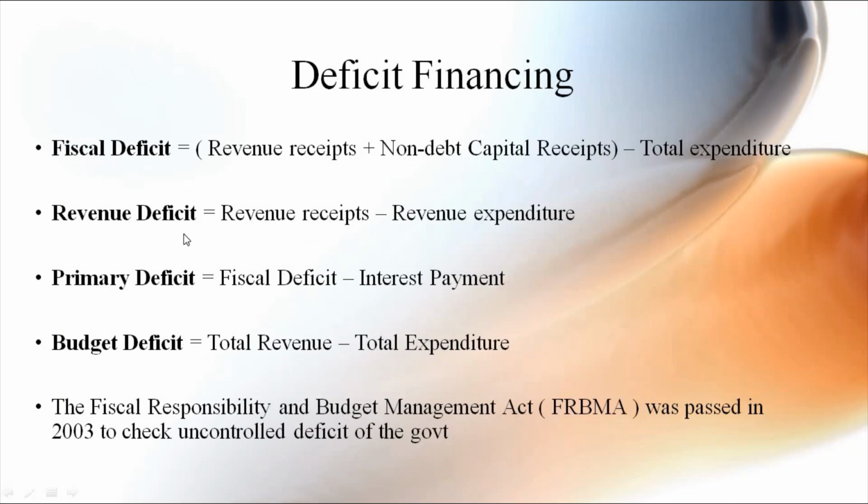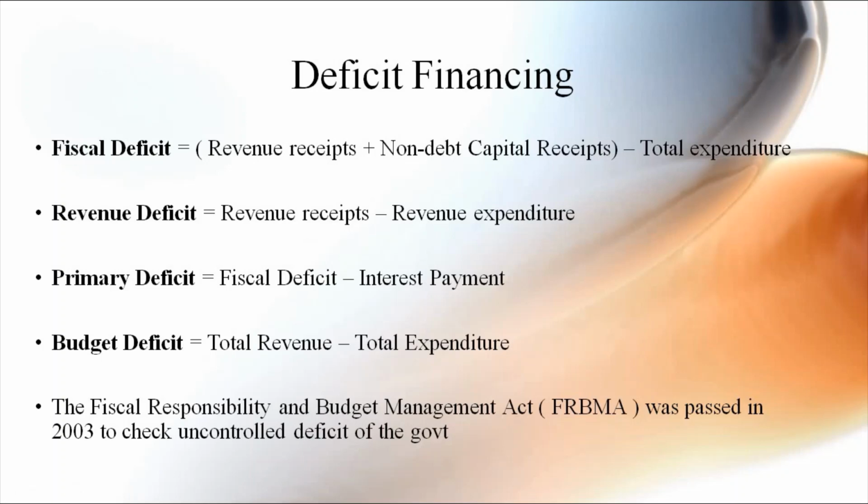Revenue deficit is the excess of total revenue expenditure of the government over total revenue receipts, that is, revenue expenditure minus revenue receipts. Primary deficit is the fiscal deficit minus interest payments. Whatever loan we take, the interest on it is the interest payment we have to subtract. And budget deficit is total expenditure minus total revenue.